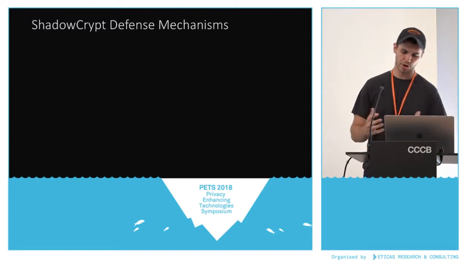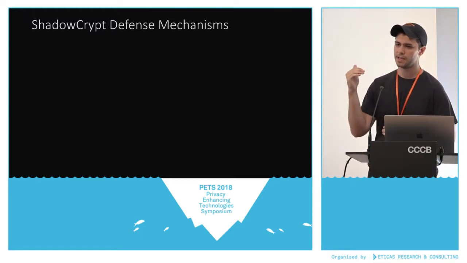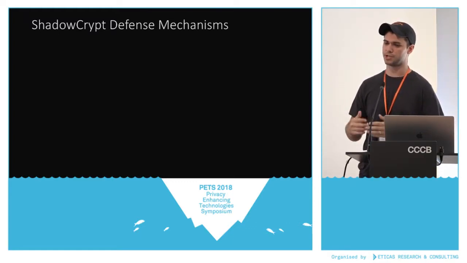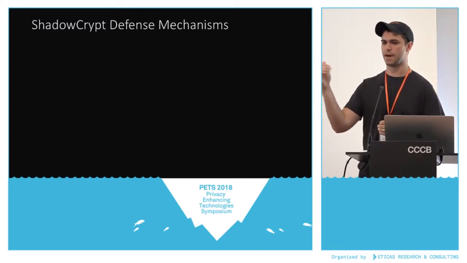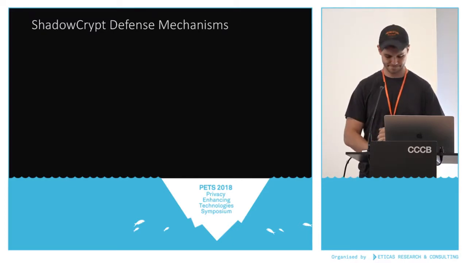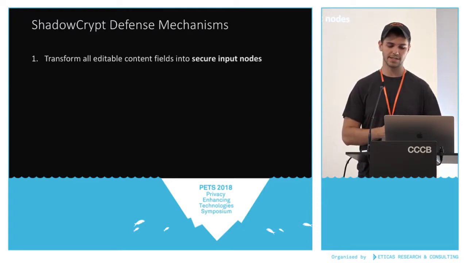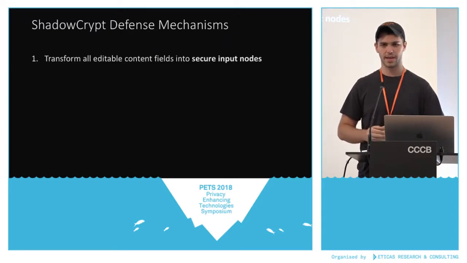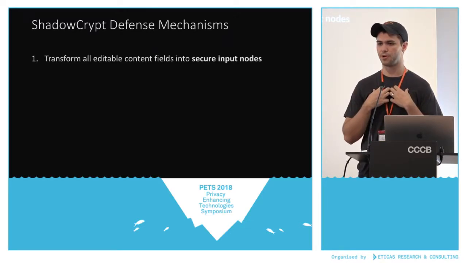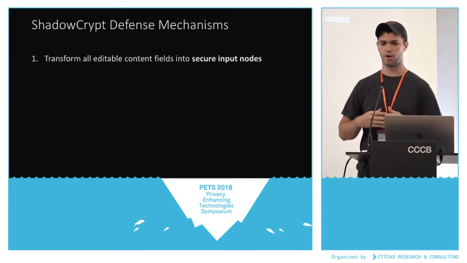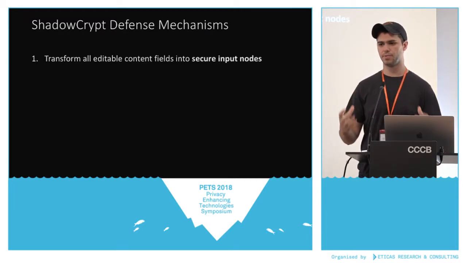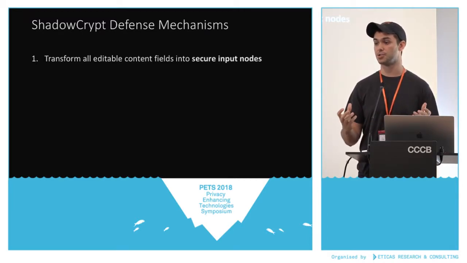So to go through our user interface attack, I want to highlight the different steps of what ShadowCrypt actually does, and then how we systematically took them down one by one. So the first thing ShadowCrypt does, as I said, is it will transform all of the editable content fields into secure input nodes. And so naturally, if I am the website owner and all of my input nodes are always secure and I'm never getting access to plain text, I can't actually execute any sort of attack.